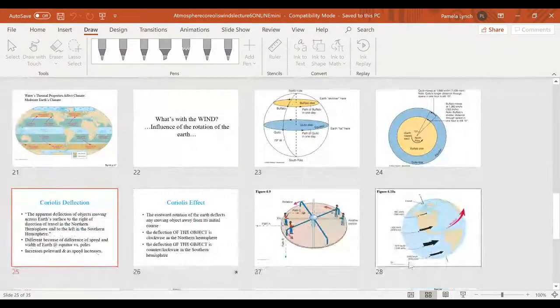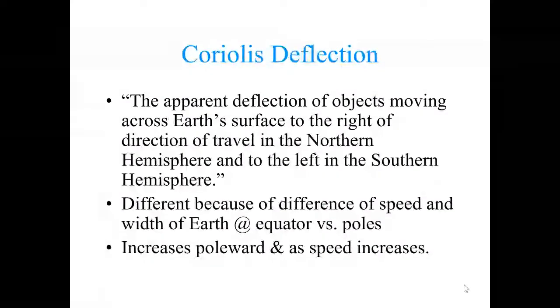Just to give you a quick definition of the Coriolis, I don't usually give text slides when I'm lecturing this way, but again, just to make sure you understand what it means. It's the deflection or the apparent deflection of objects moving across the Earth's surface to the right of the direction of travel in the northern hemisphere and to the left in the southern hemisphere.